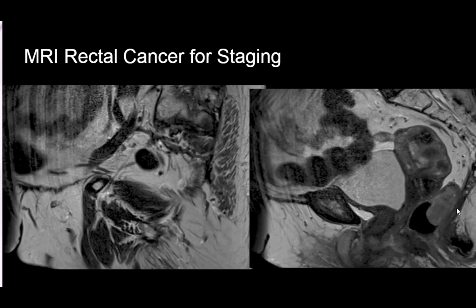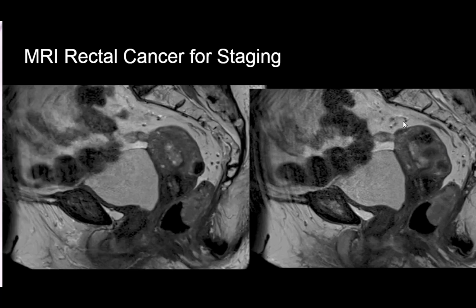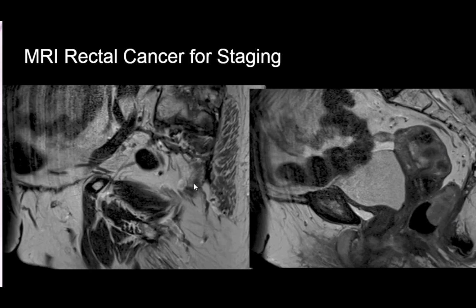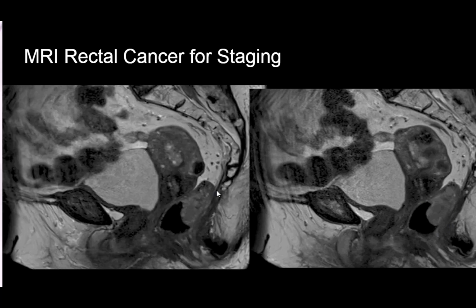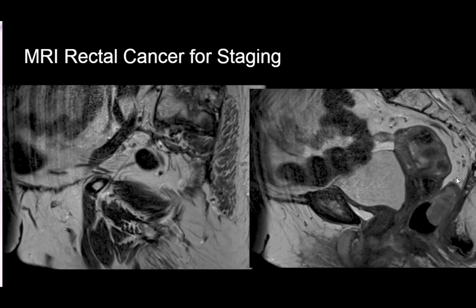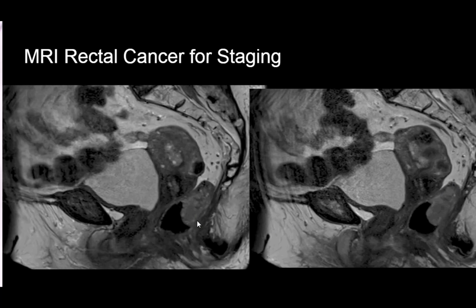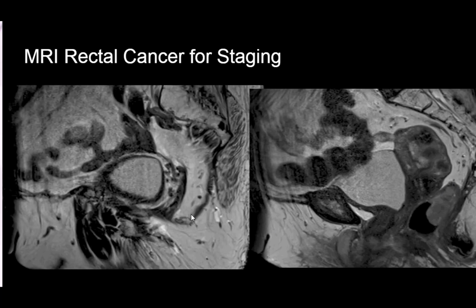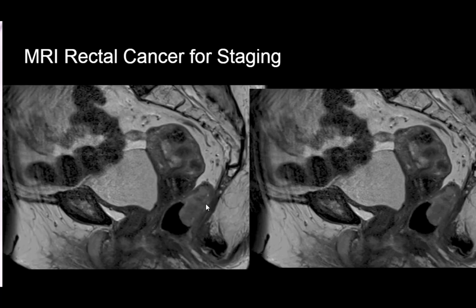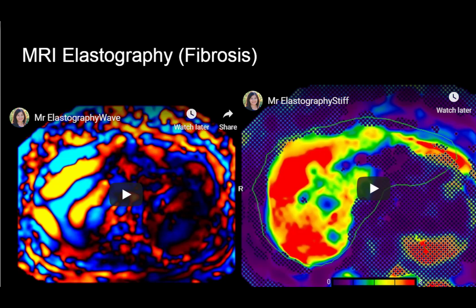MRI can also be used to assess for rectal cancer, for staging before surgery or after chemoradiation. This is not something that CT can do because it has limited soft tissue resolution. But here we see this rectal mass over here, and we can determine if the patient has a T3 or a T2 invasion, and this will determine their subsequent therapy.